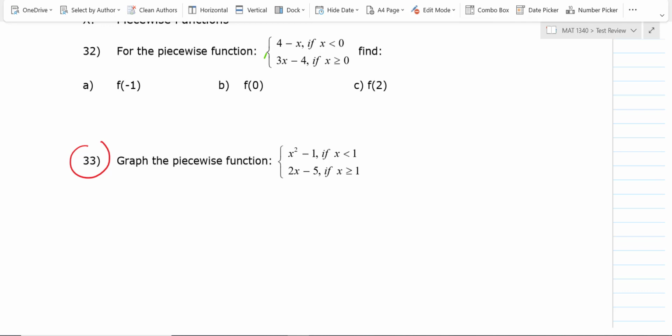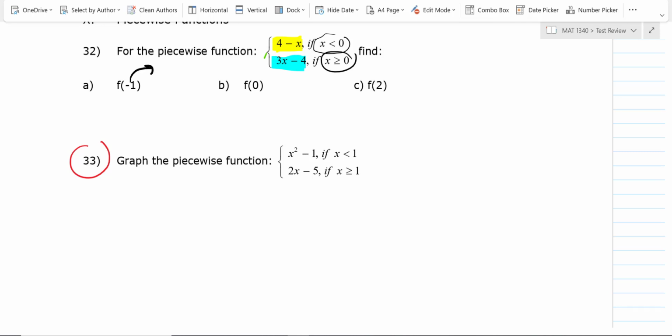You're given a piecewise function, and a piecewise function is two pieces. So if x is less than 0, you plug into the function 4 minus x. If x is greater than or equal to 0, you plug into the other function, 3x minus 4. So all you've got to do on this problem is know which one to plug into. That's it. Once you figure out which to plug into, it's all arithmetic.